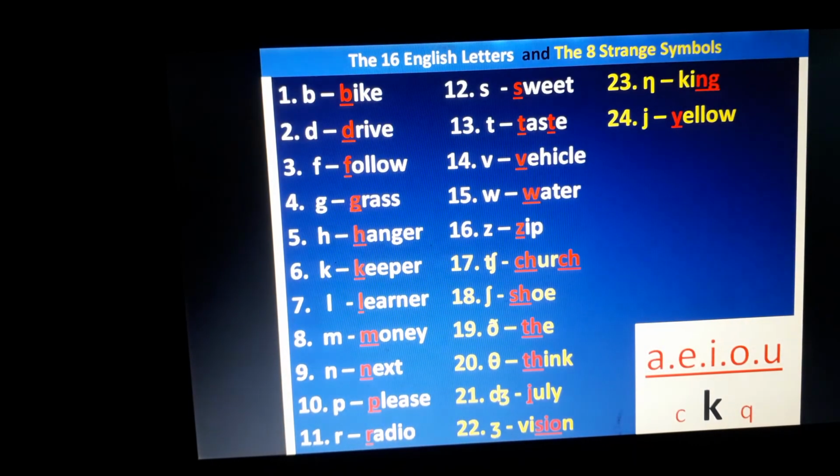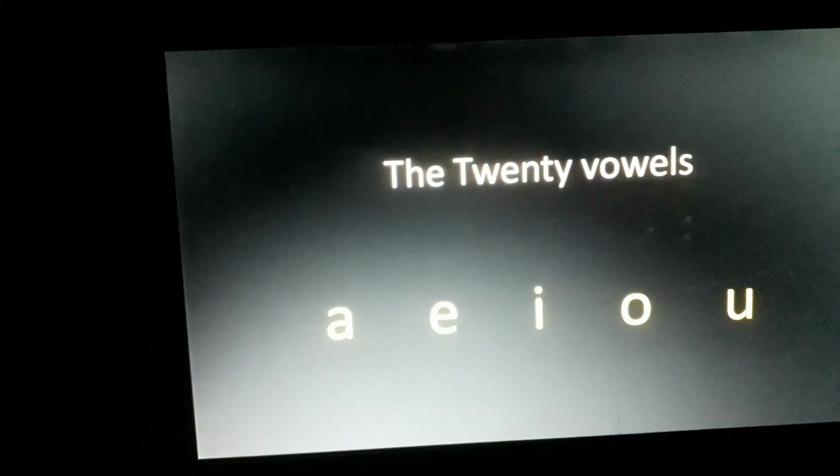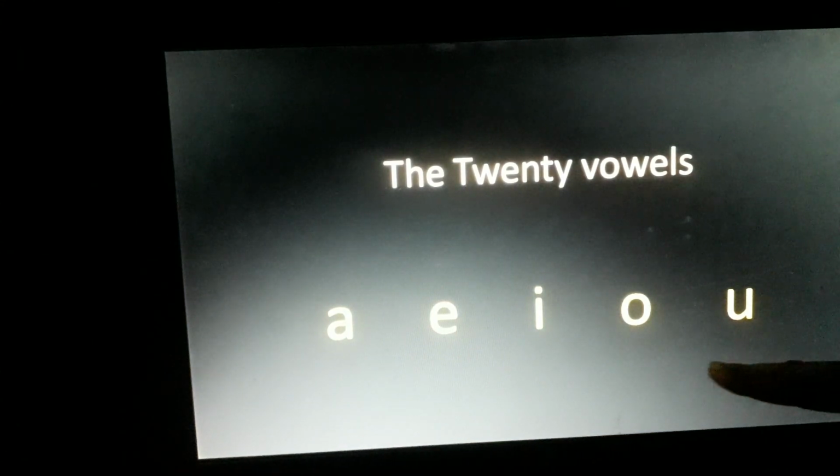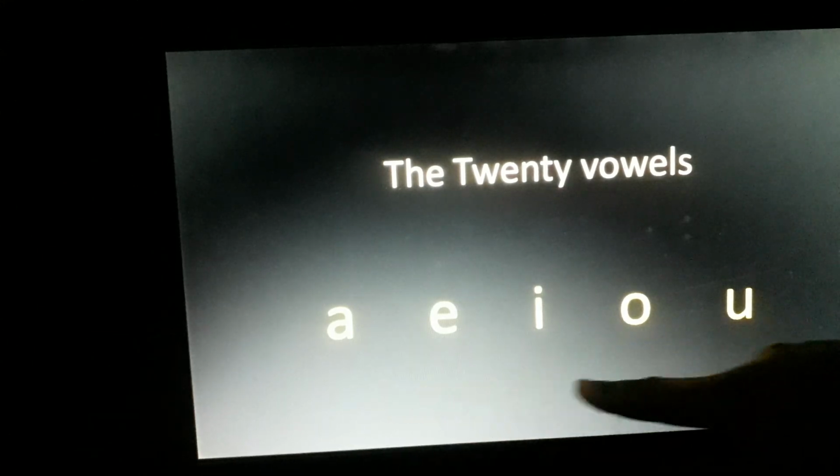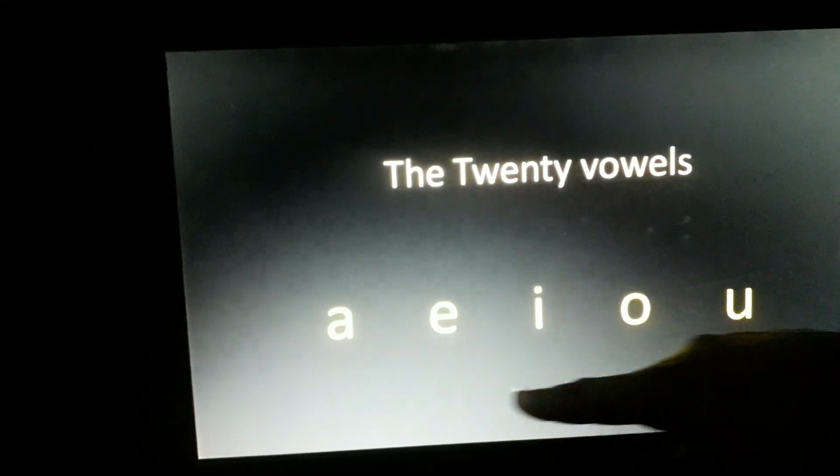Okay, so these are all the examples from number 1 to number 24 for the 24 consonant sounds. In our next lesson, we'll be looking at the 20 vowel sounds. We'll look at how the 20 vowel sounds are gotten from these 5: A, E, I, O, U.